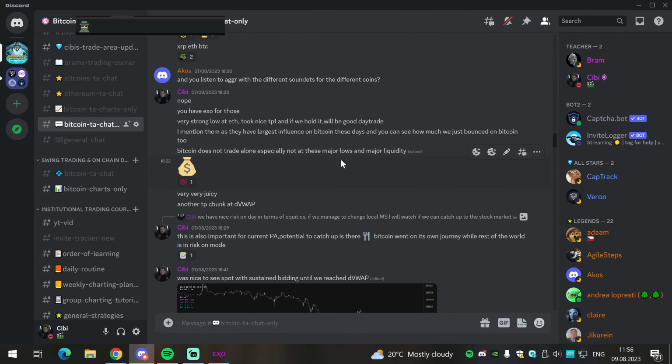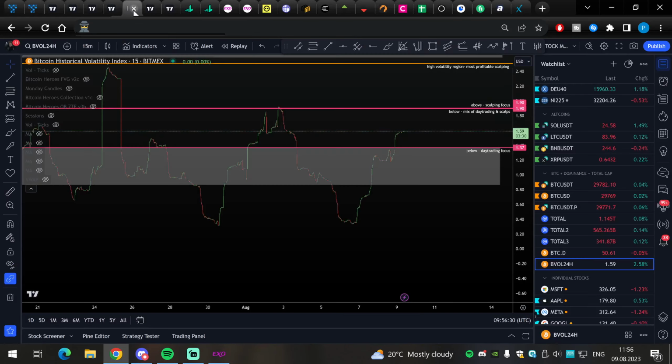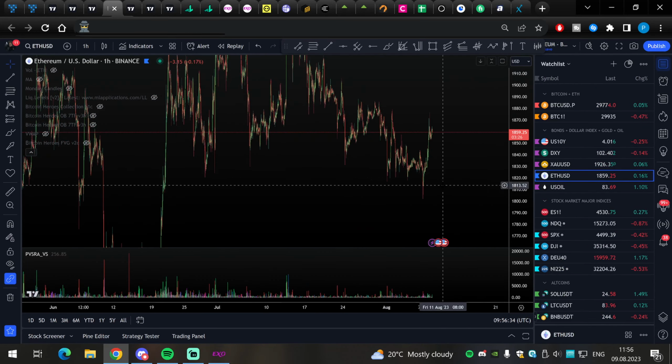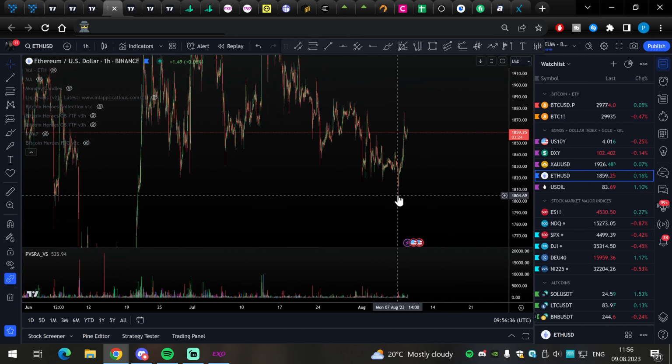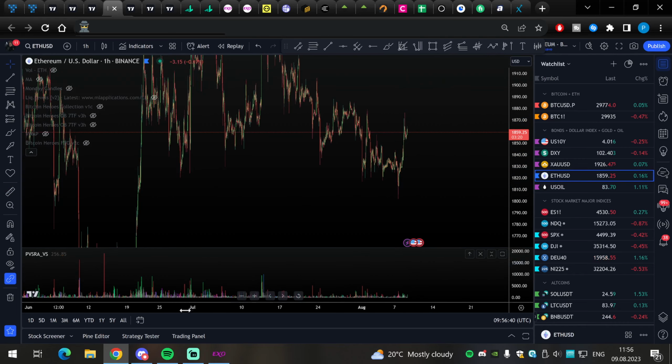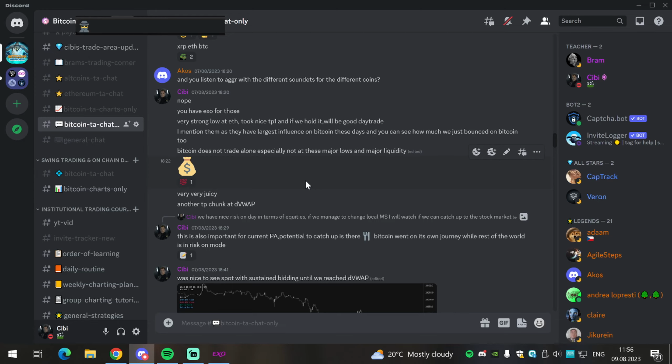Yes, let's go further. I was already saying very strong low at Ethereum, took a nice take profit one, and if you hold it, will be good trade, will be good day trade. You can see when I say something, most of the time it's true. This was the low, and now I've got just from Ethereum 3.80% so far. That's cool. Let's go further.